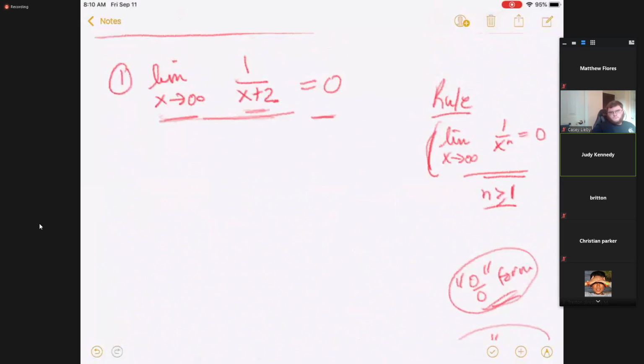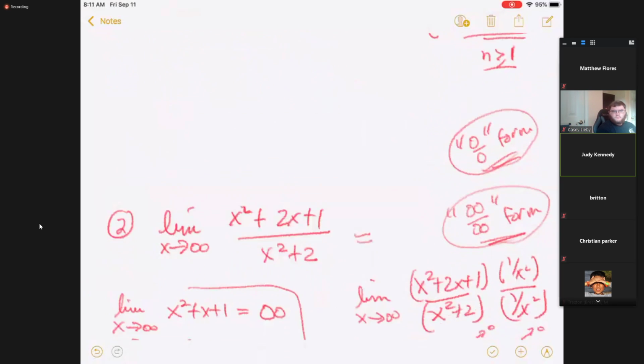Sort of what happened here is I had a 0 degree polynomial, a constant, divided by a first degree polynomial. When the degree of the denominator is bigger than the degree of the numerator, and x goes to infinity, you're going to get 0 because the numbers on the top are not growing as fast as the numbers on the bottom.